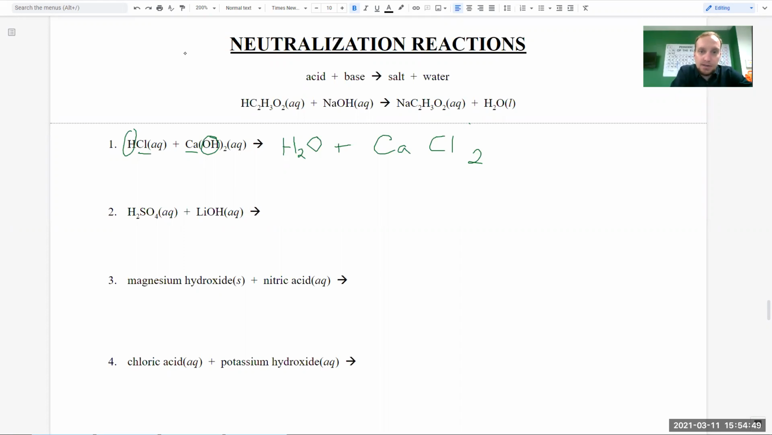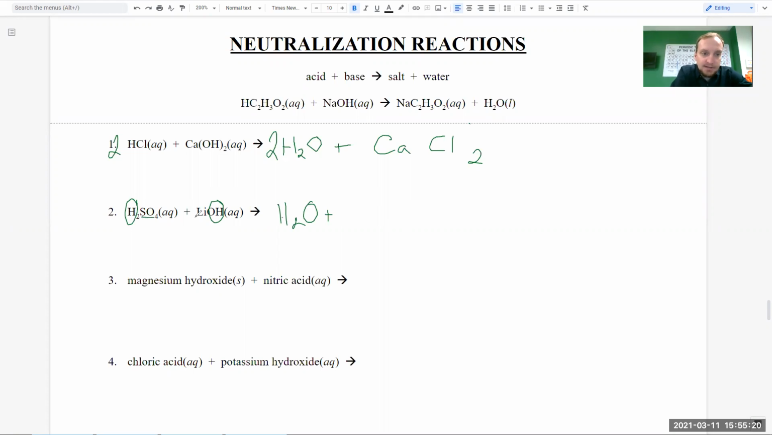All we need to do now is balance it. I'm going to go ahead and do that just for completeness' sake. We have two hydroxides over here, so because I'm going to need two waters, I would need 2 here, and now we have a balanced chemical equation. So again, really nothing very difficult. It's just a process. You find your H, you find your OH, you put those together to make water, and whatever you have left over.